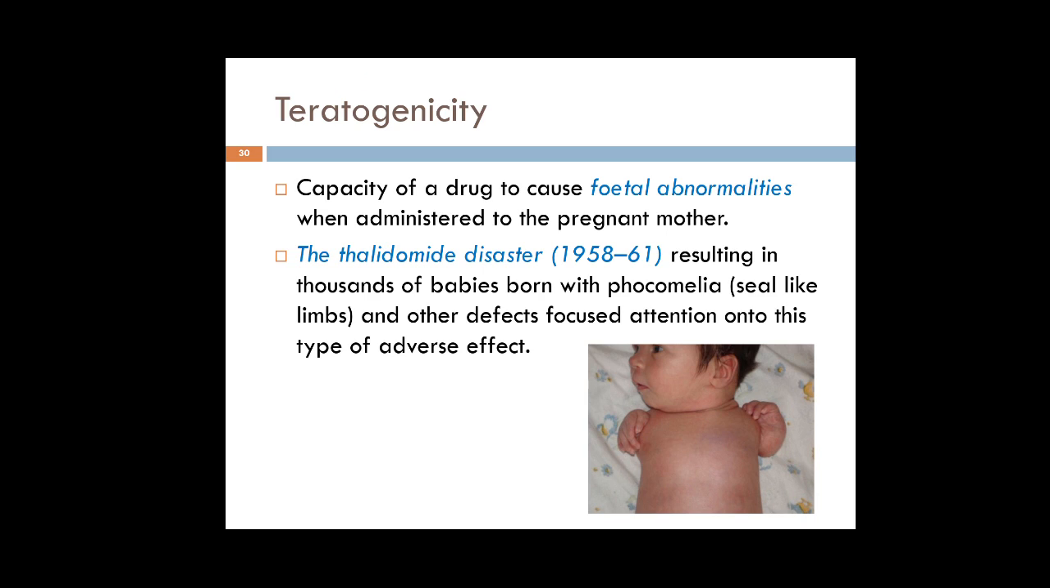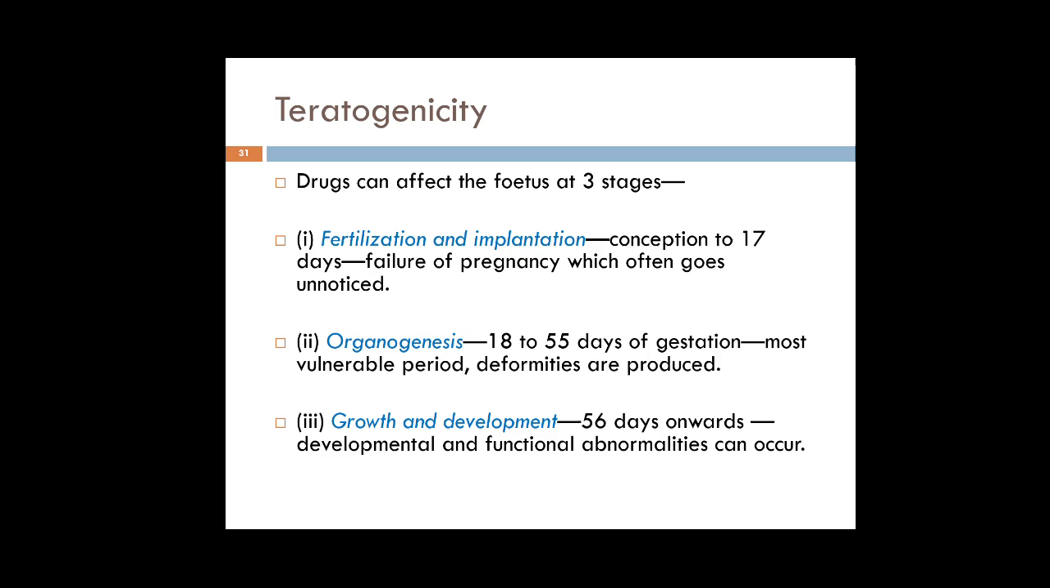So this was particularly caused with the use of the thalidomide drug, and these effects focused attention onto this type of adverse effects. In teratogenicity, drugs can affect the fetus at 3 stages. First stage is fertilization and implantation. This is the stage from conception to 17 days. If the drug affects at this particular stage, there will be failure of pregnancy, which often goes unnoticed.